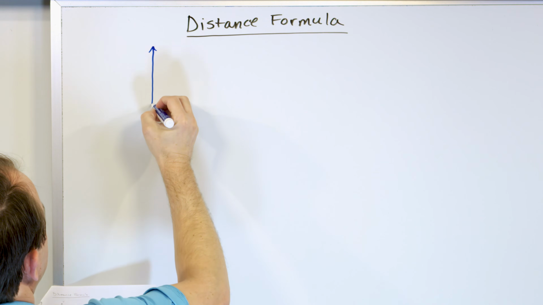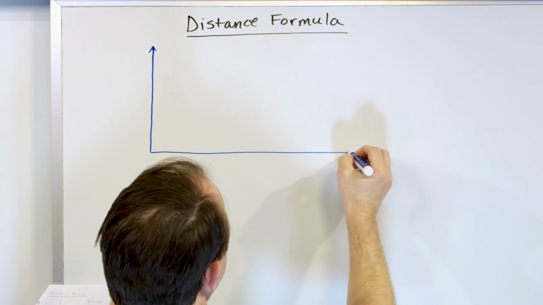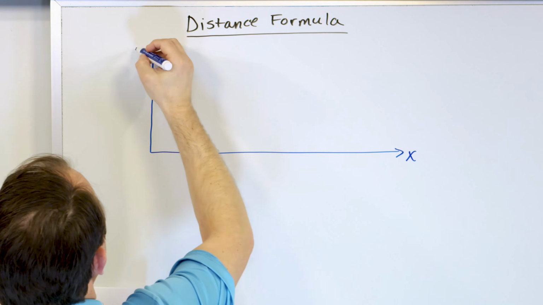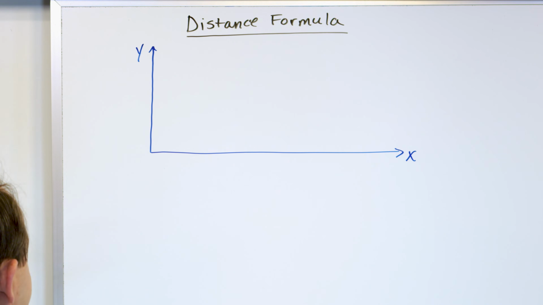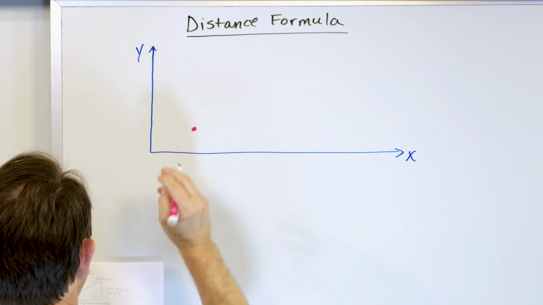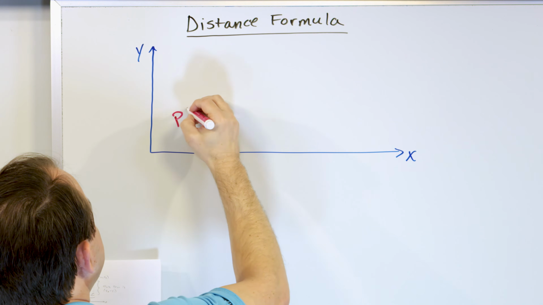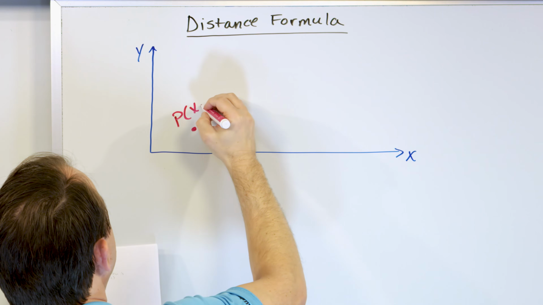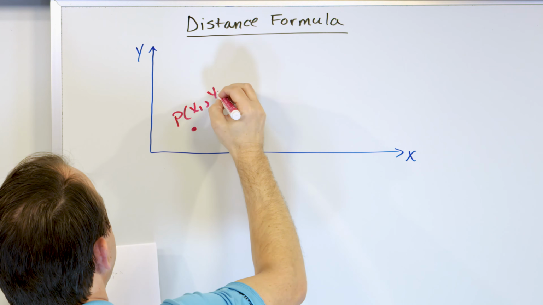So let's draw, in order for me to do this, I have to draw some kind of a coordinate system. So let's call X and let's call Y some kind of coordinate system. All right, so in this coordinate system, I'm going to have a couple of points. I want to find the distance between these 2 points. So this point is point number 1. I'm going to call this P, and it's going to be at coordinates x1, y1.